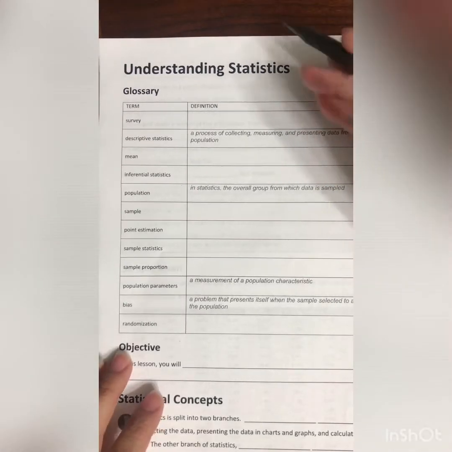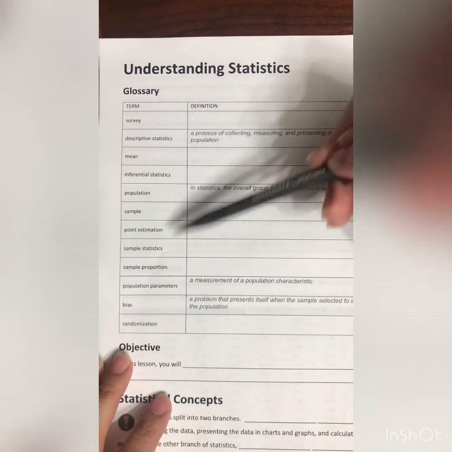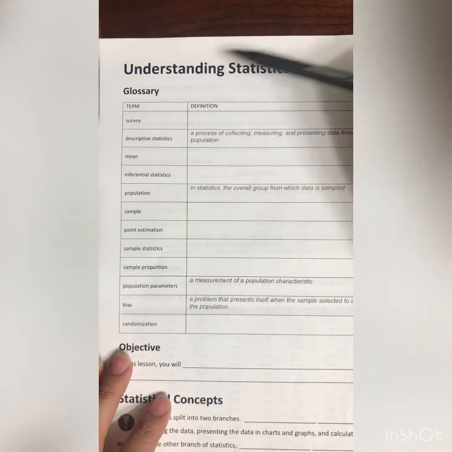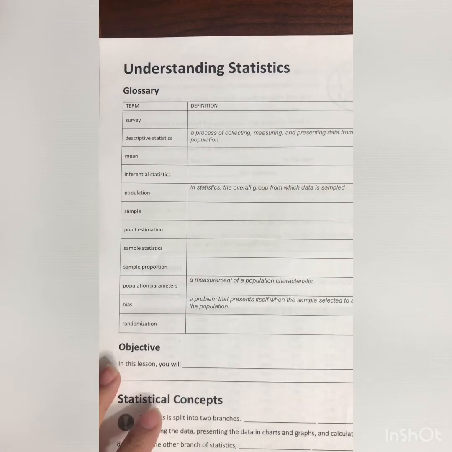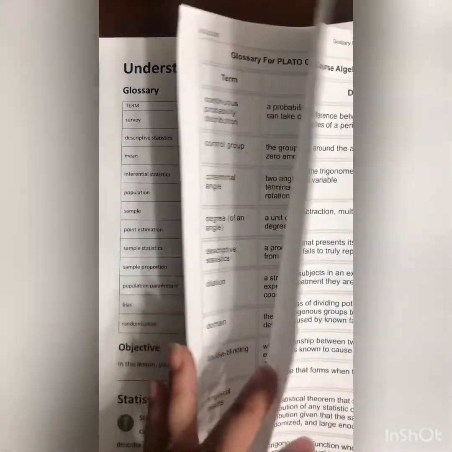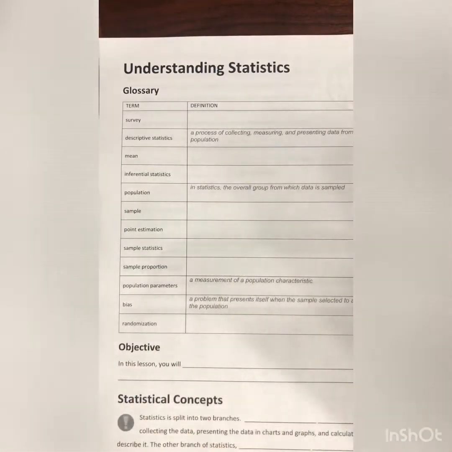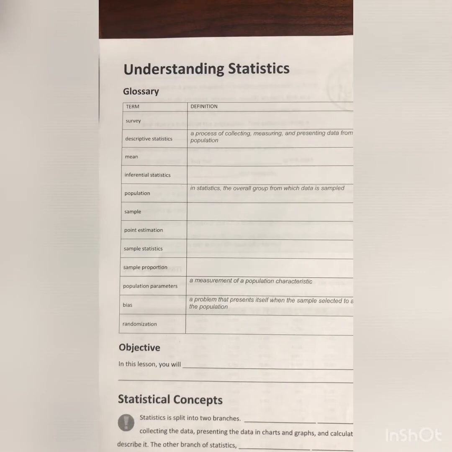Okay, first thing I'm going to do is they give you a list of vocab words that you're going to use throughout this particular lesson, which is understanding statistics. I do have a printout of all of the terms for the whole statistics unit. You will not use all of them, but I will link that, of course, in there as well. You're free to print these out if you want.